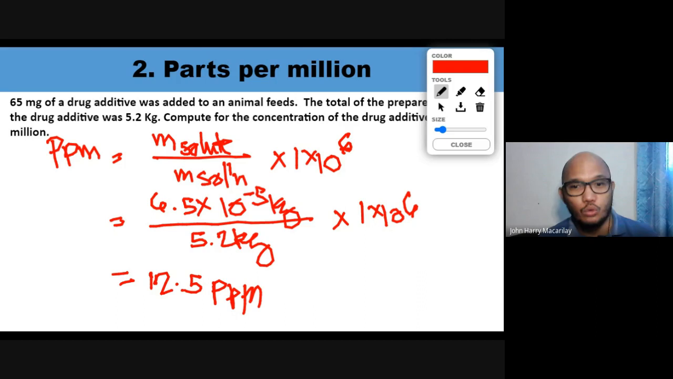Another solution would be to convert 5.2 kilograms to milligrams. You will get the same answer. So 65 divided by 5.2 times 1 million, which is 5.2 million. So 65 divided by 5.2 million, you will get also 12.5 parts per million. Times 1 million is 12.5 parts per million. Okay, so that is another solution.